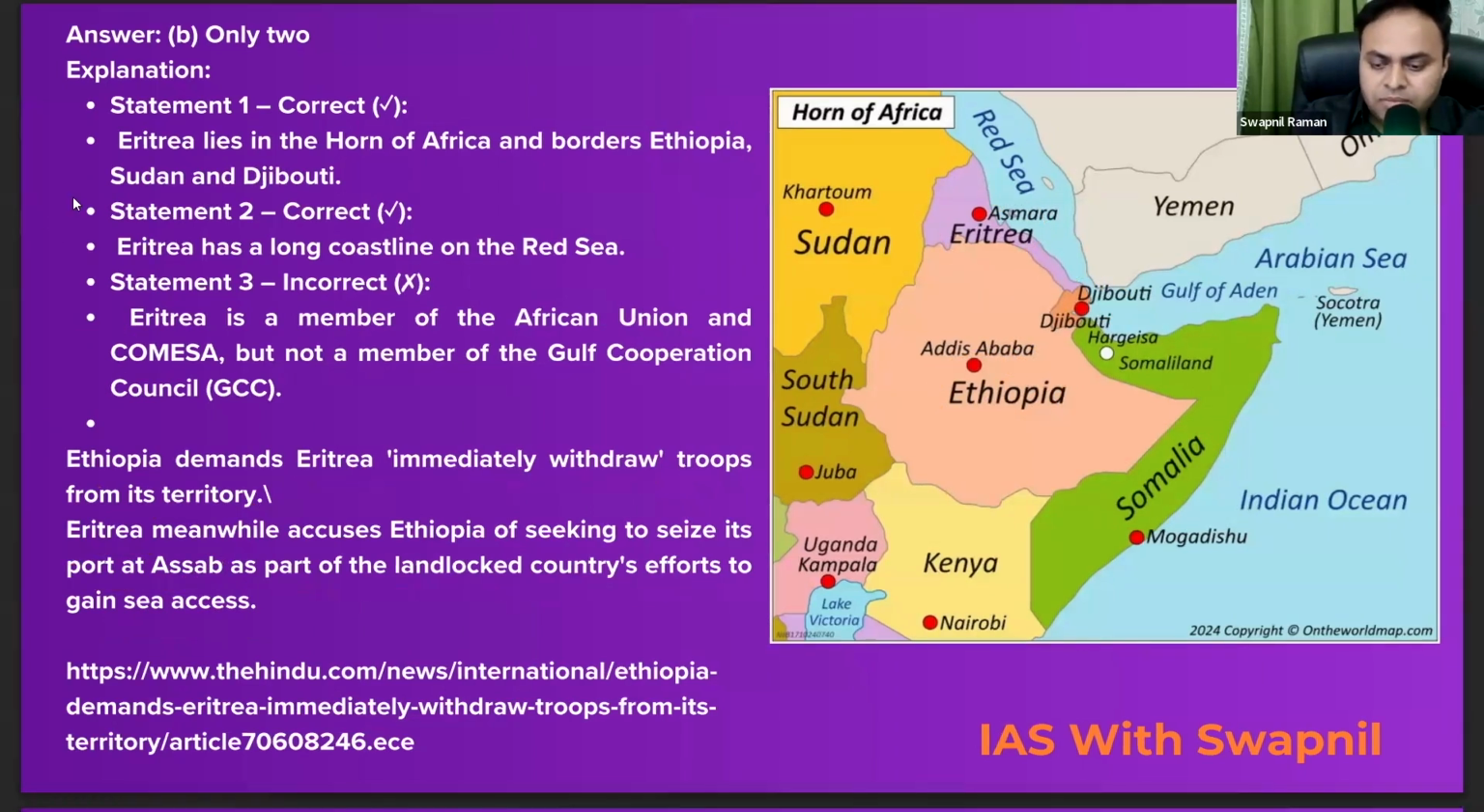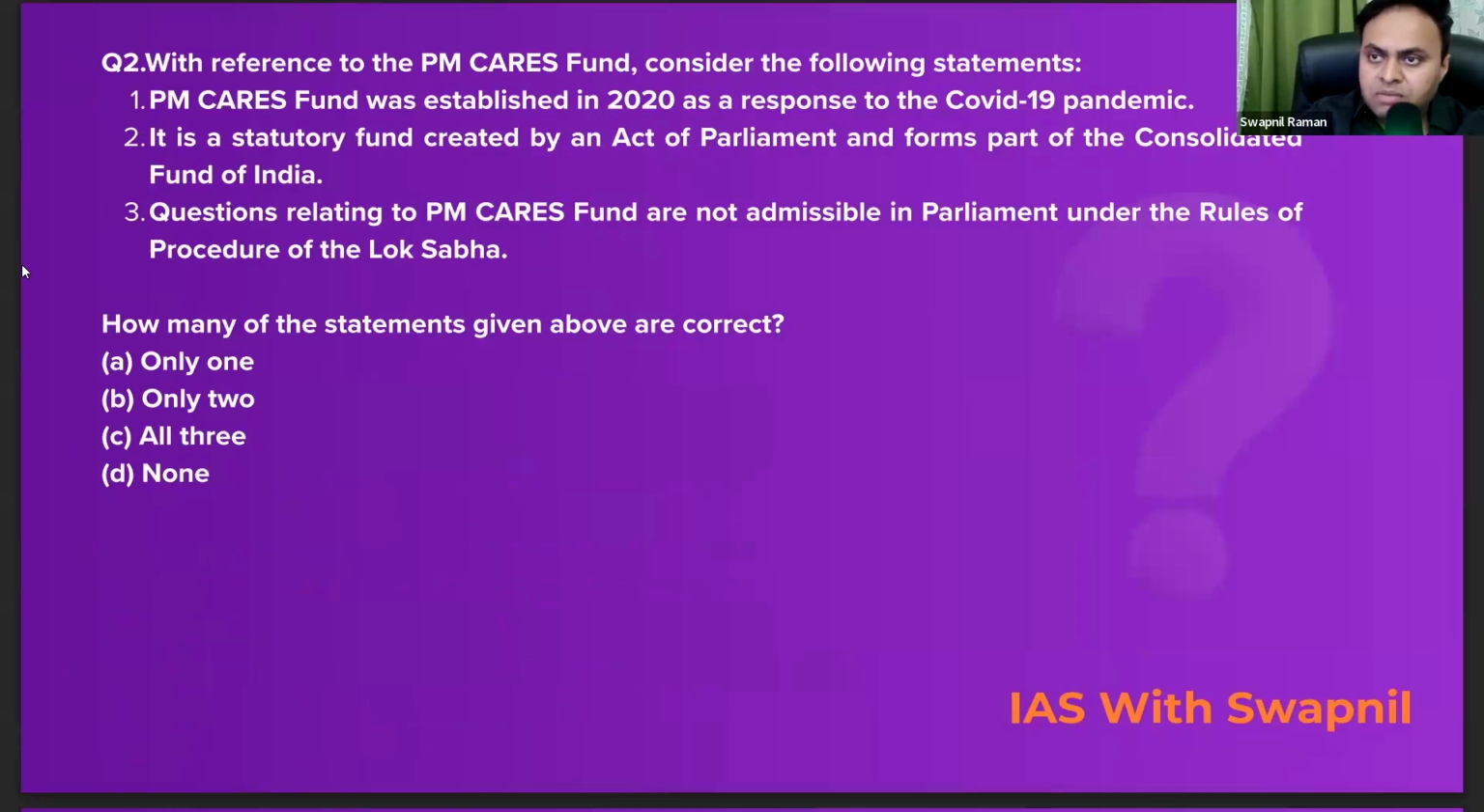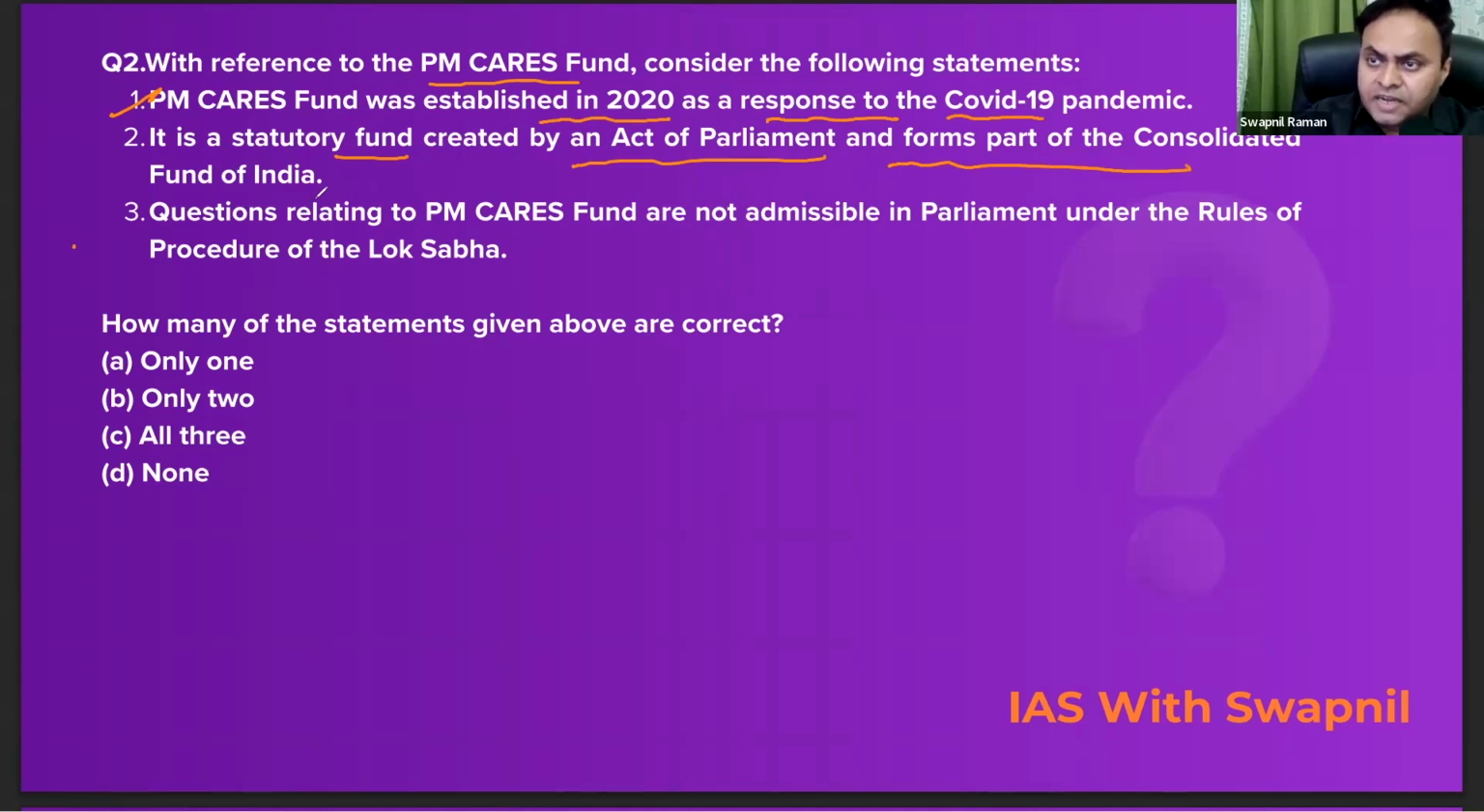So look at question number 2. Question number 2 is regarding the PM Cares Fund. The second question says that with reference to the PM Cares Fund, consider the following statements. The first statement says that PM Cares Fund was set up in 2020 as a response to the COVID-19 pandemic. Absolutely correct. The second statement says it is a statutory fund created by an act of parliament and forms part of the Consolidated Fund of India.